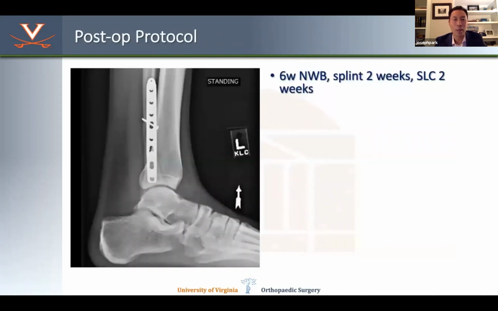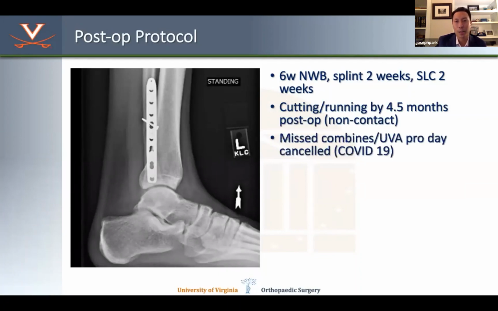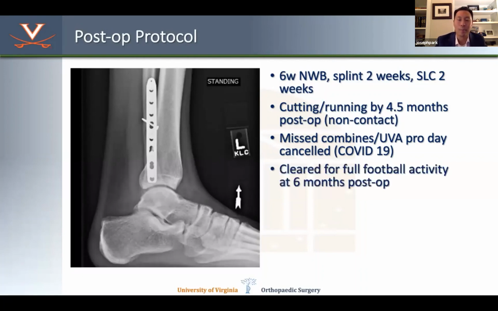So post-op, I kept him off it for 6 weeks, 2 weeks in a cast, 2 weeks in a splint, 2 weeks in a cast after that. And then I let him walk in the boot and begin range of motion. I let him return to running and cutting activities by 4.5 months after surgery, non-contact only. He did miss the combines because of COVID-19 and the UVA Pro Day was canceled. As those of you remember, that was a pretty crazy time to take care of athletes anywhere in the world. And he was cleared for full football activity 6 months post-op.